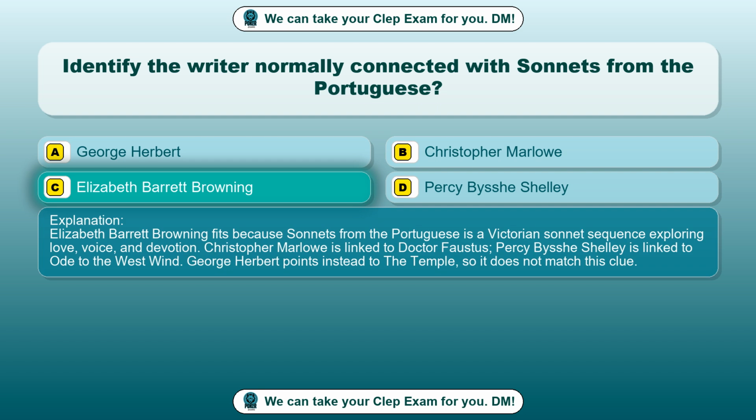Elizabeth Barrett Browning fits because Sonnets from the Portuguese is a Victorian sonnet sequence exploring love, voice, and devotion. Christopher Marlowe is linked to Dr. Faustus. Percy Bysshe Shelley is linked to Ode to the West Wind. George Herbert points instead to The Temple, so it does not match this clue.